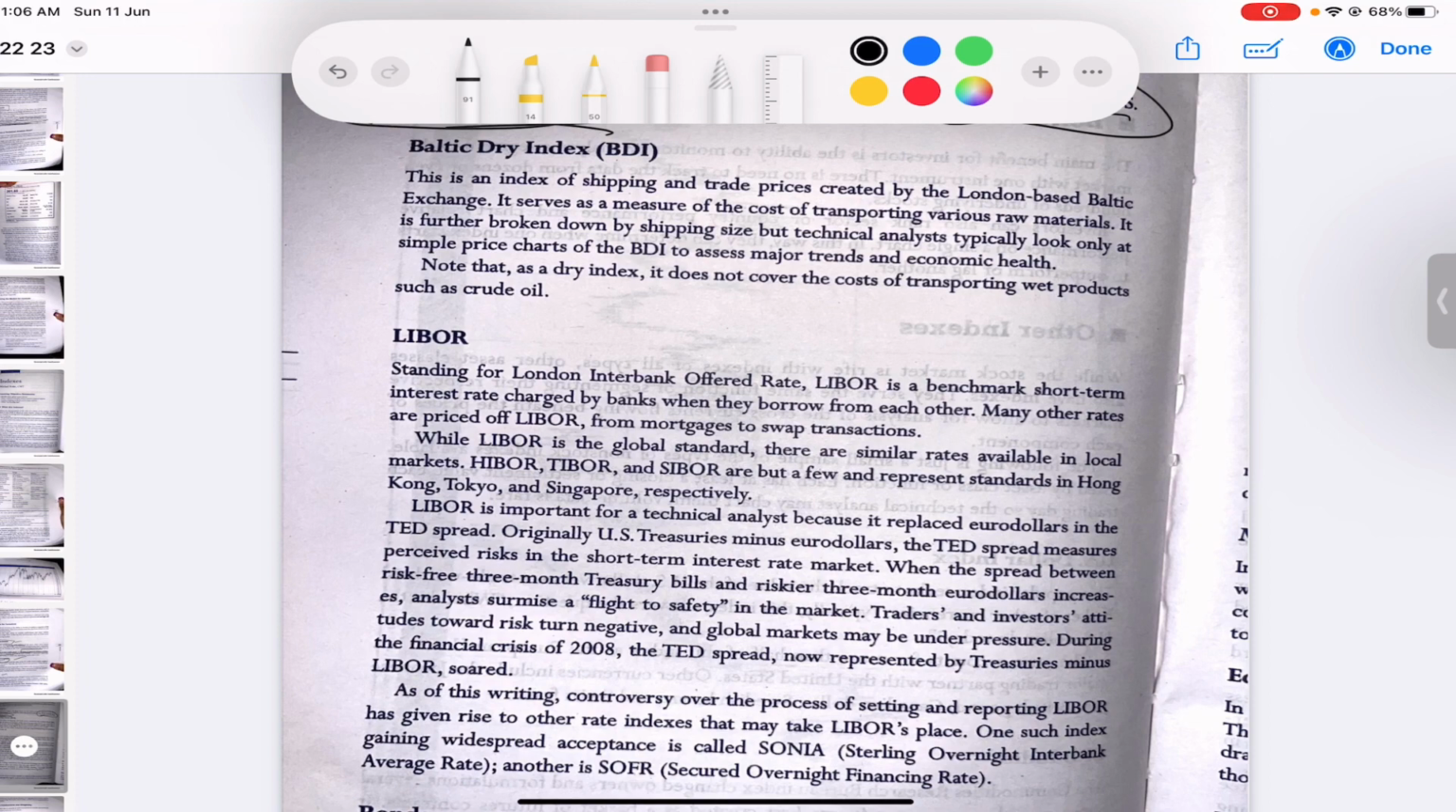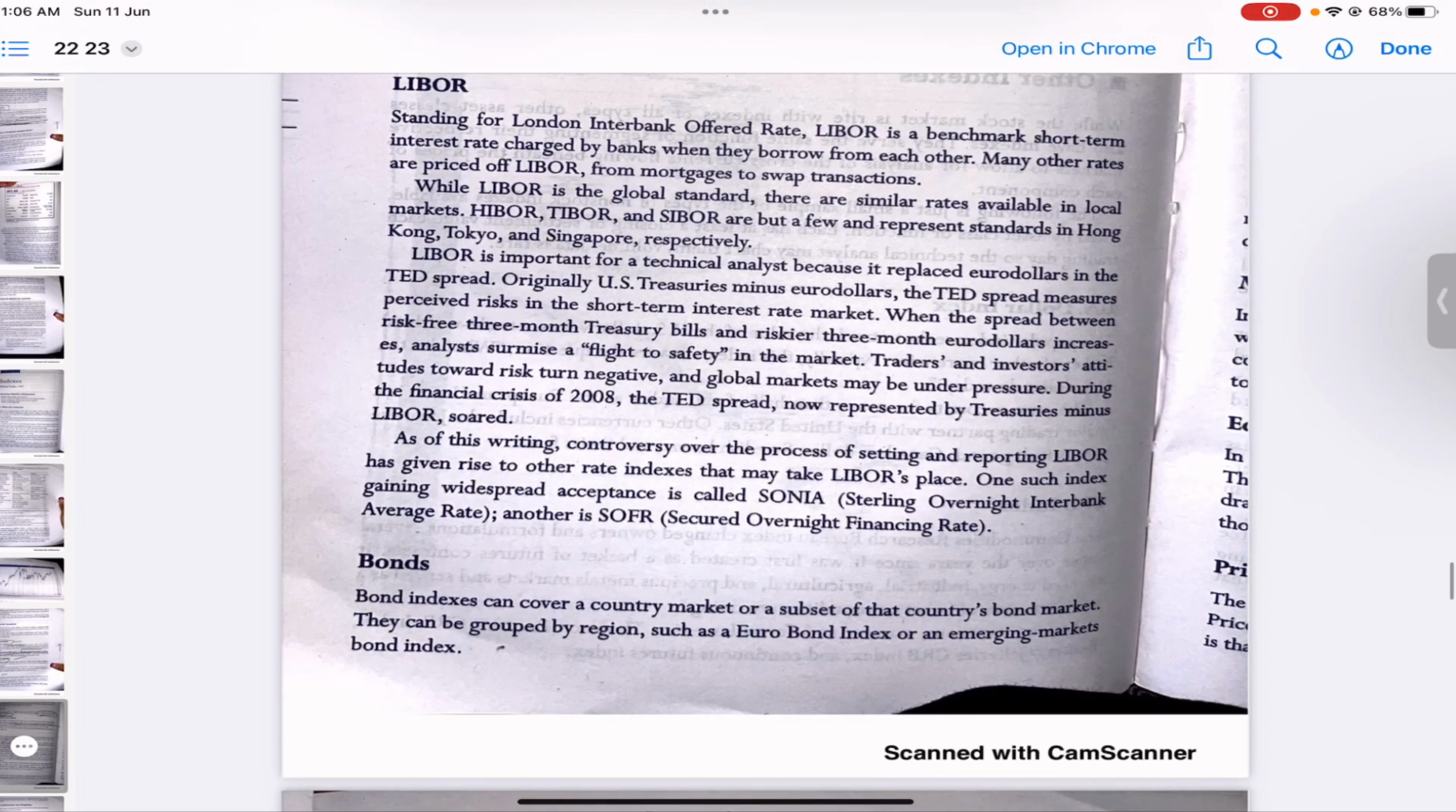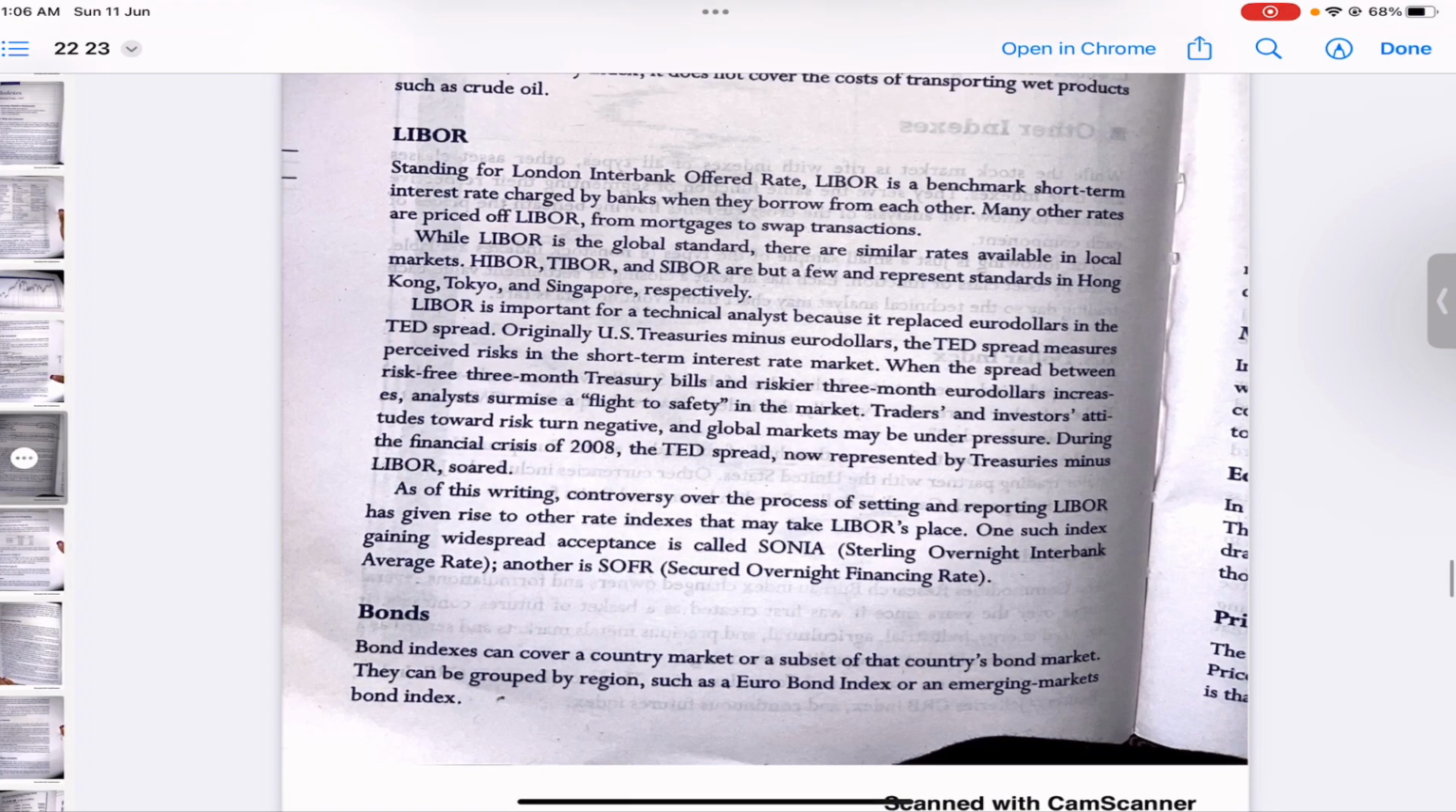So the Baltic Dry Index is based in London. It serves as a measure of the cost of transporting various raw materials. So it shows you the shipping costs of transporting dry materials. The Baltic Dry Index does not include the transportation costs of wet products. It only has the shipping cost of dry materials. So that is my Baltic Dry Index. Keep in mind that it is just located in the London markets.